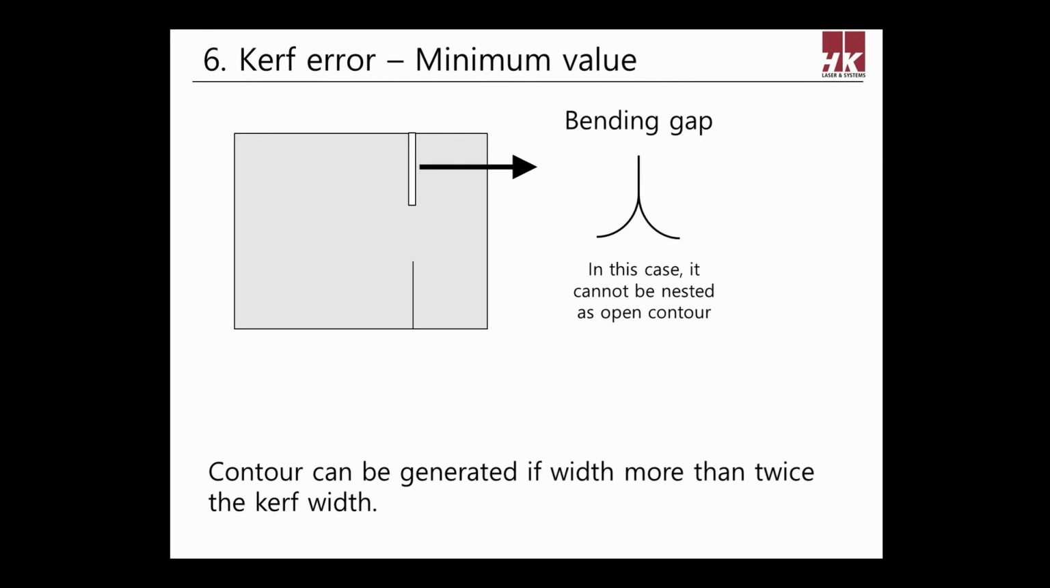Be careful when drawing a break line from an arc. It is impossible to nest because the hole outside becomes an open contour. To solve this, draw the break line away from the outside shape by the beam diameter. Then the machine will cut this as a break line.